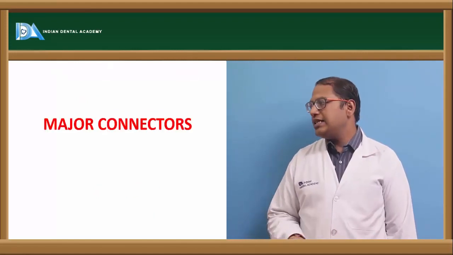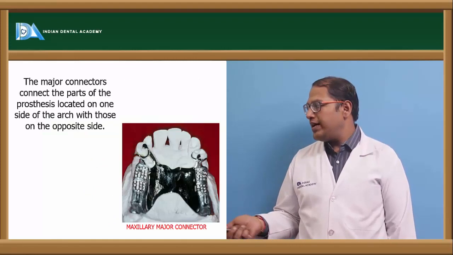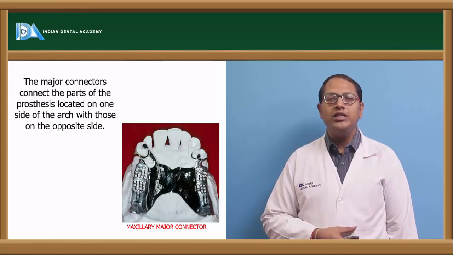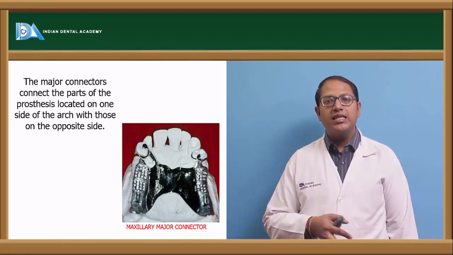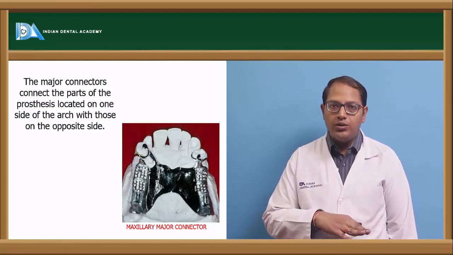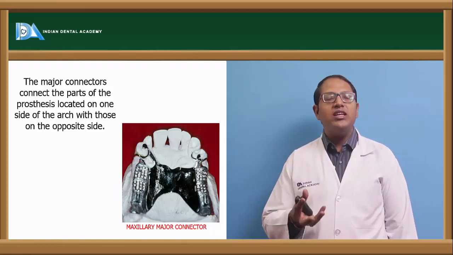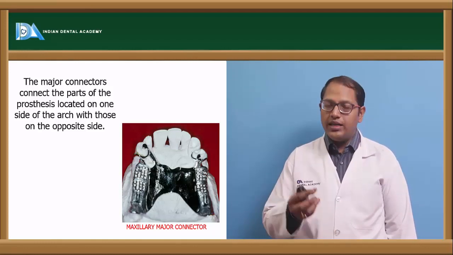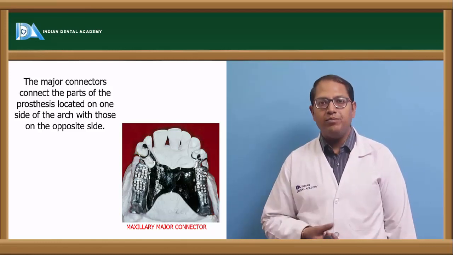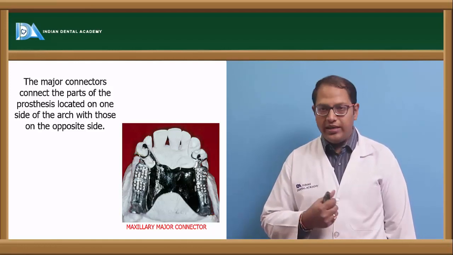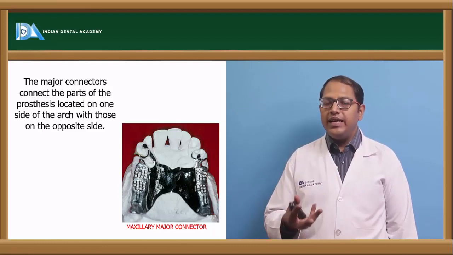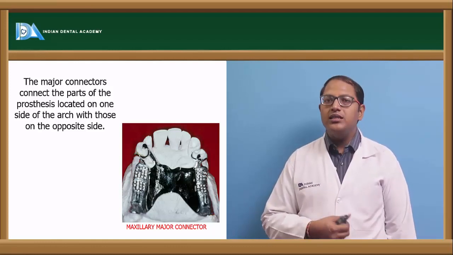To start with, let's take the major connector. As the name suggests, what exactly does a major connector mean? It's that component of the removable partial denture which connects one part of the prosthesis to the other part, from one side of the mouth to the other side. This major connector is also responsible for connecting the other components of the removable partial denture. For example, the major connector is going to get connected to the minor connector. It is going to get connected to the rests, not the rest seat, but yes, it is also going to get connected to the indirect retainer and the direct retainers.